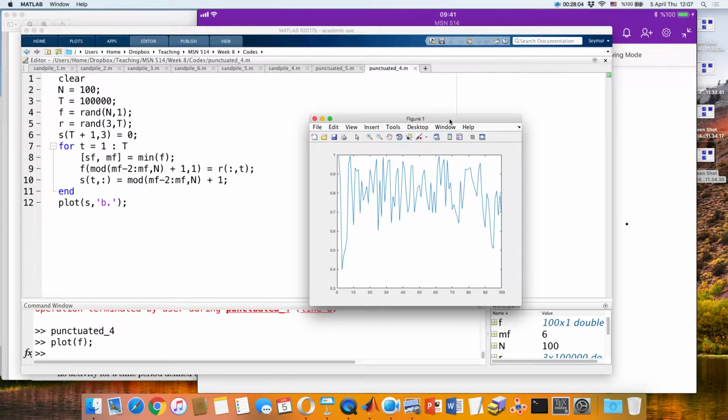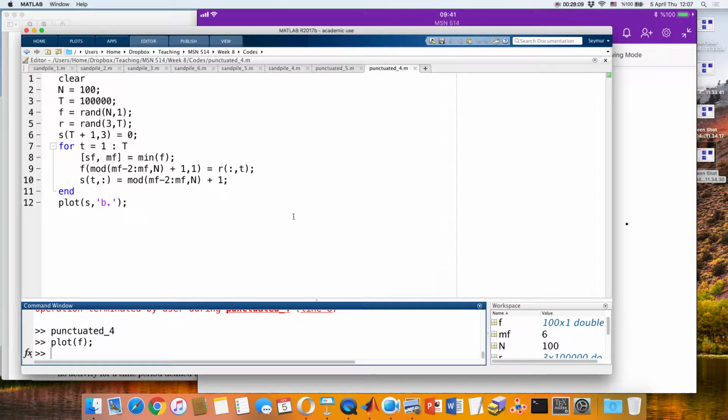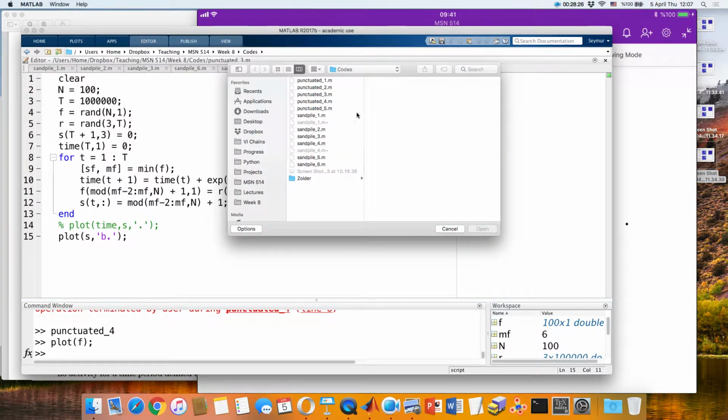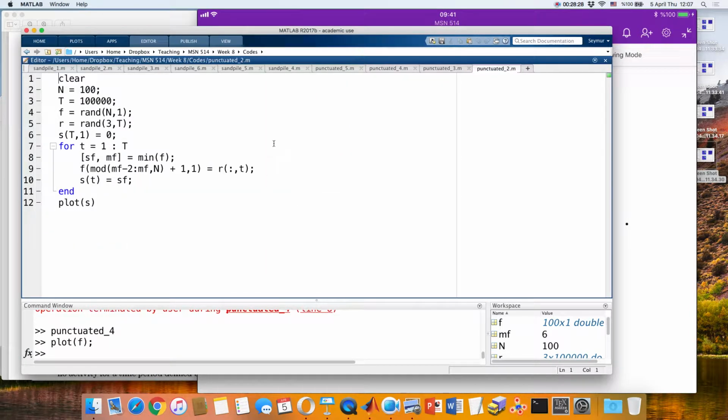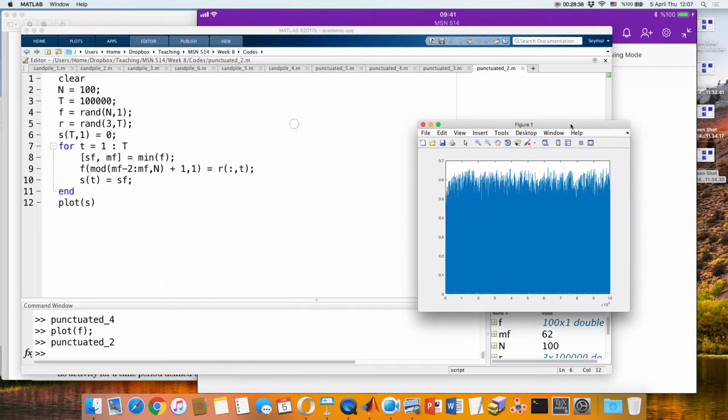This is not what I expected to see. I had a better picture. Let me see. Do you have any questions so far at this point? No questions. Let me run this one. Okay, this is way better.